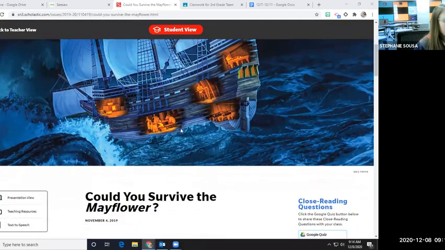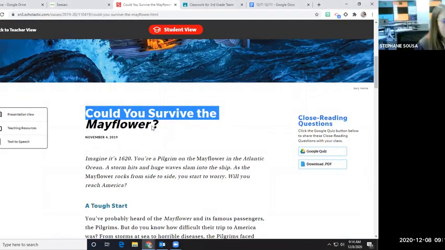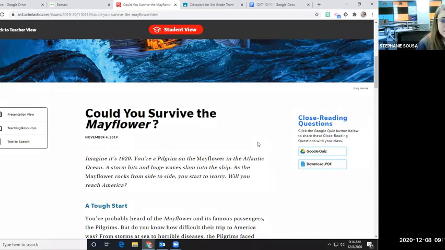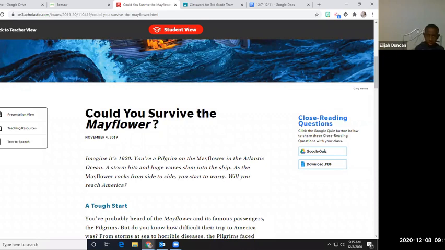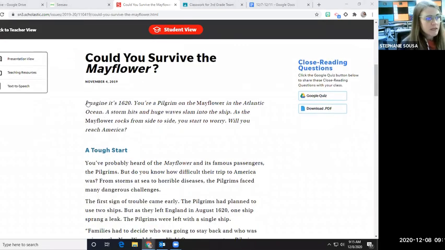Alrighty, so we are reading the article, Could You Survive the Mayflower? And remember, this is coming with the context that we learned yesterday, that half of the people died either on the journey to the American lands, or once they got to the American lands and landed in a colder climate. Alrighty, let's read together.